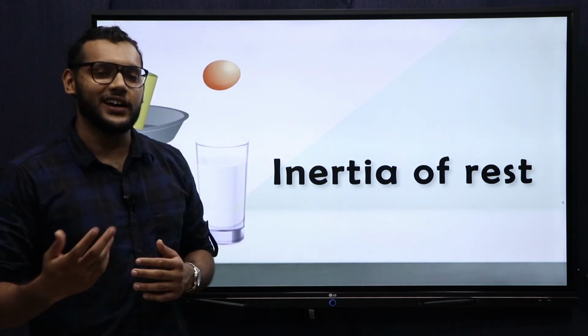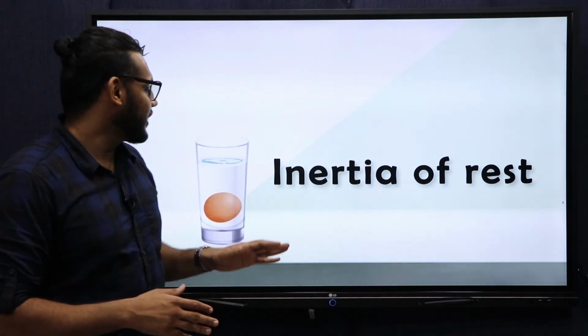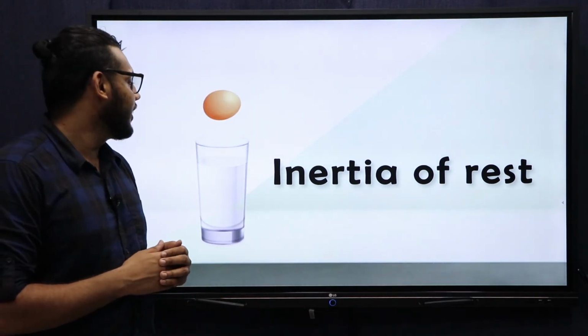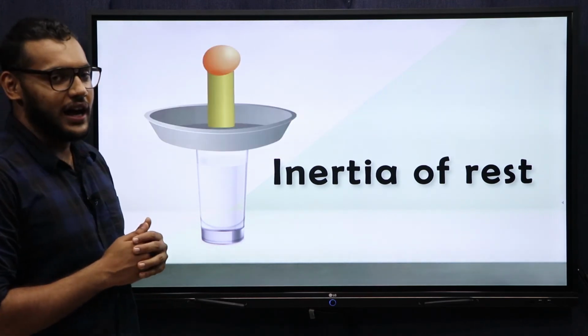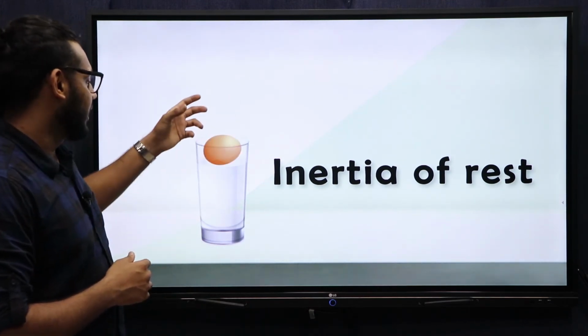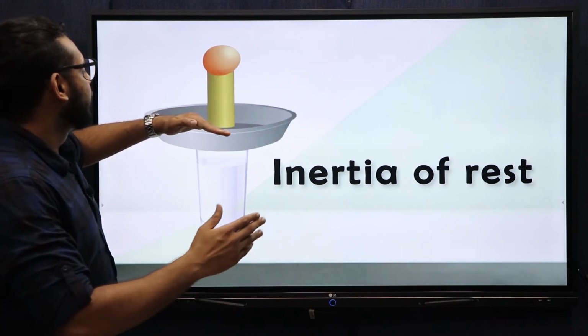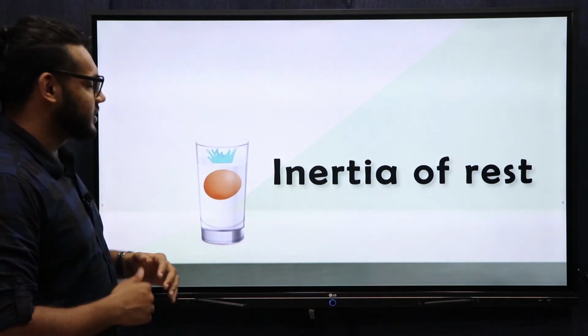Now let's look at the three different types of inertia. The first one is inertia of rest. For inertia of rest, we can look at this example. You keep something on top of a glass jar or a cup or whatever, and you flick the base off, and you can watch the object fall down.